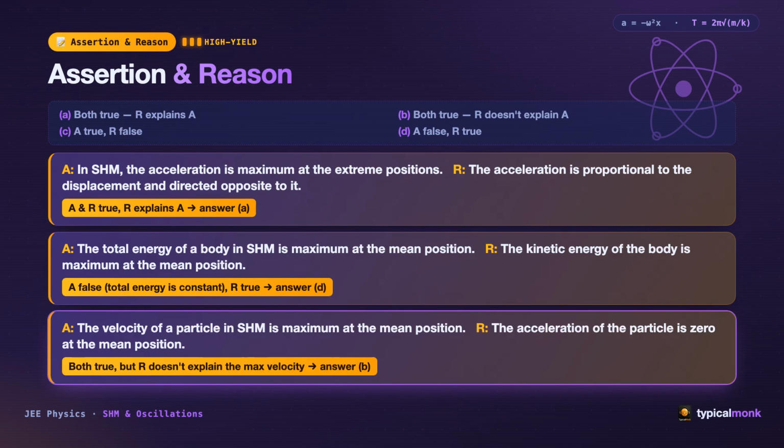Third pair. Assertion. The velocity of a particle in SHM is maximum at the mean position. Reason. The acceleration of the particle is 0 at the mean position. Both are true, but the acceleration being 0 does not explain why the velocity is maximum. They are two separate consequences of being at the mean. So the answer is B.